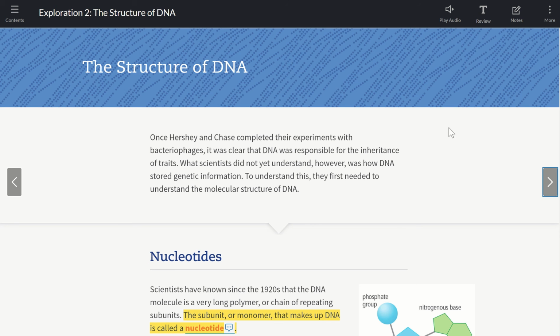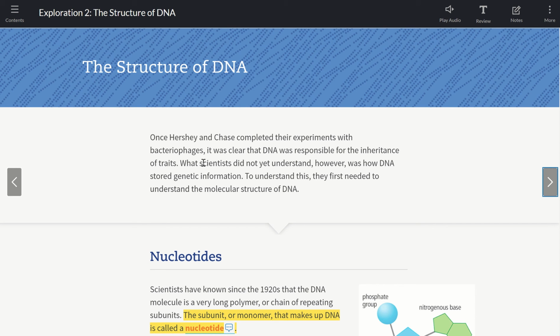Hey everybody, welcome back. Today we are going to look at Unit 6, Lesson 1, Exploration 2, titled The Structure of DNA. In Exploration 1, we looked at a few of the scientists that were key to discovering that DNA is in fact the macromolecule that contains an organism's genetic information. And today we're going to talk about what that structure of a DNA molecule is and a few of the scientists that played key roles in discovering what that structure was.